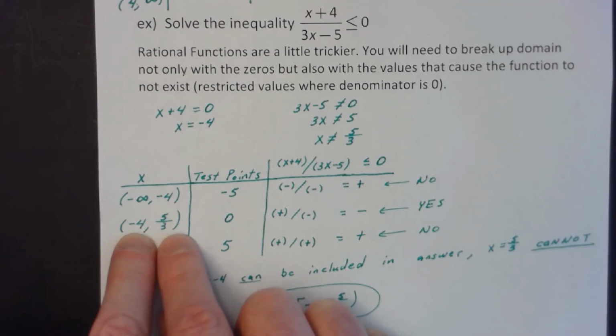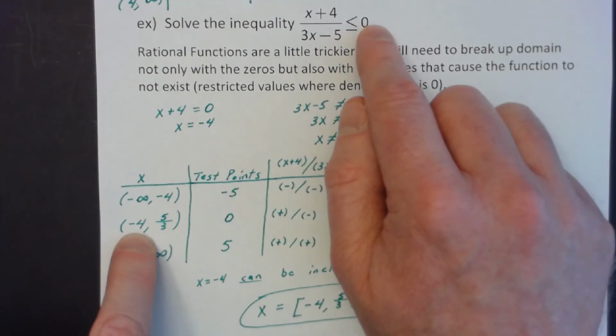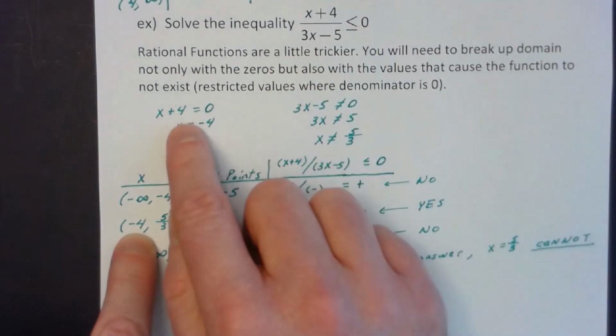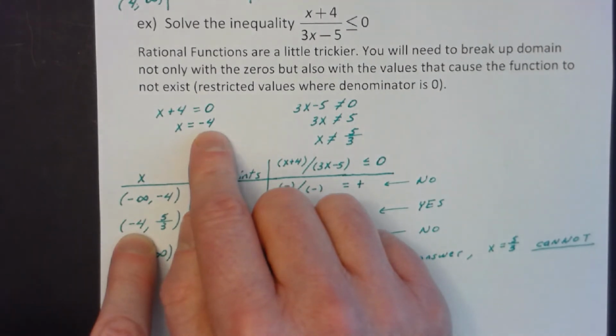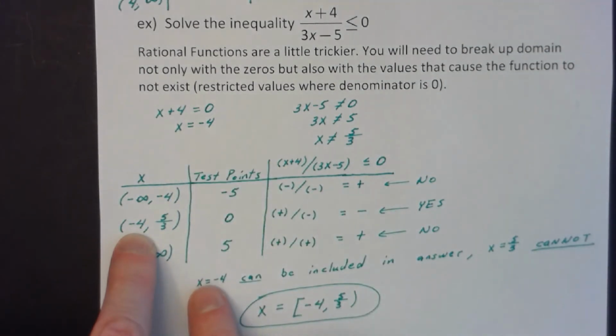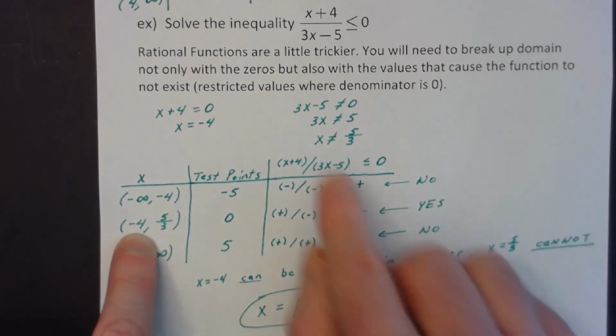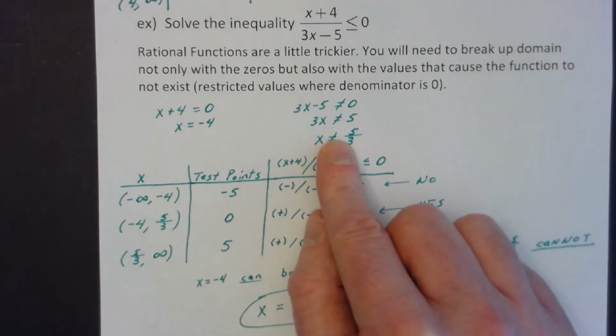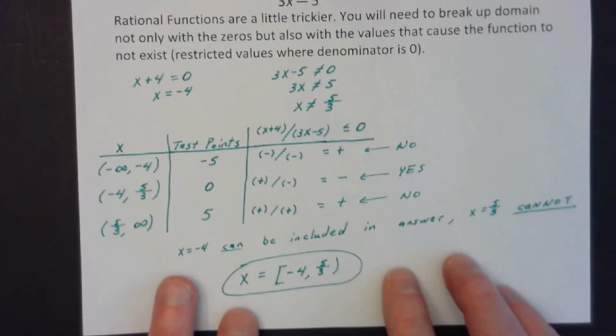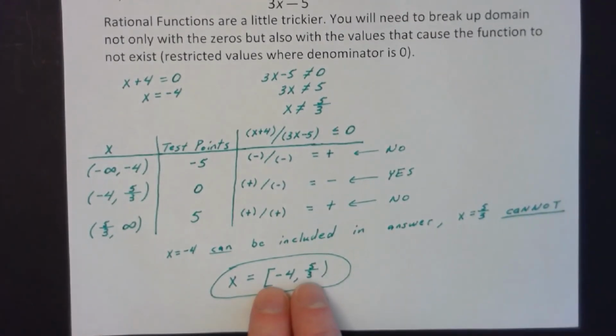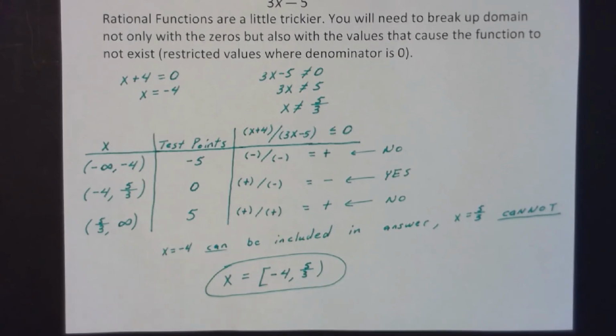But please remember, in this equation, anything that can equal 0 should be included in your answer. Well, what makes this equation equal to 0? A value of x equals negative 4. So you'll see down here I say x equals negative 4 can be included in the answer, but the 5/3, and this is a common mistake students will make, they'll put bracket negative 4 to 5/3 bracket, but remember, you can't have a bracket around 5/3. The function can't even exist at that point. So the function cannot be less than or equal to 0 there because it doesn't even exist there. So your final answer would just be x equals bracket negative 4 to 5/3 parenthesis.